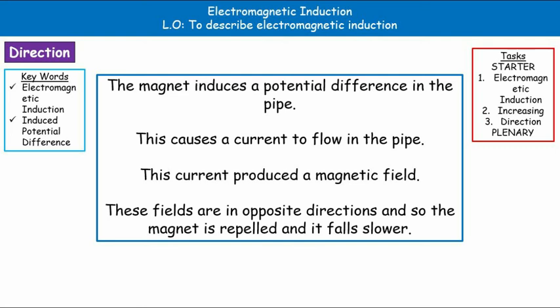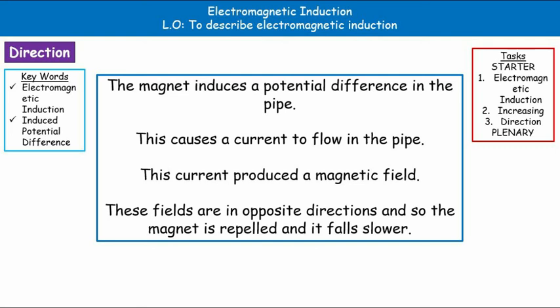When we swap that for the magnetic sphere, what we see is that as the magnet's falling, we're getting a changing magnetic field. As a result of that, we will induce a potential difference in the pipe, because the pipe is made of a conducting material. As a result of the potential difference generated in the pipe, a current will then flow, because the pipe is a complete circuit at the end of the day. And this current flowing through the pipe then produces its own magnetic field.